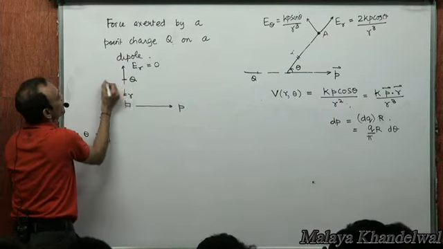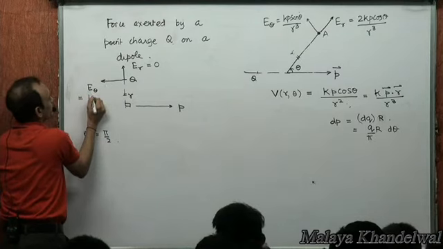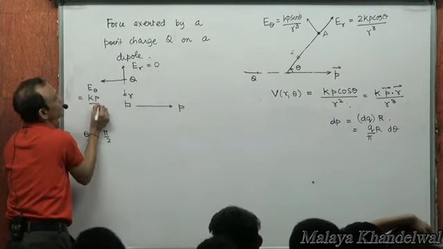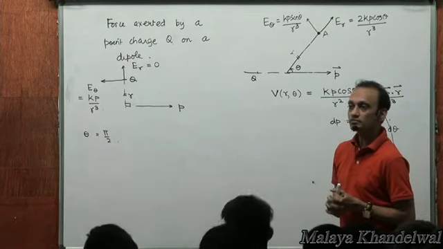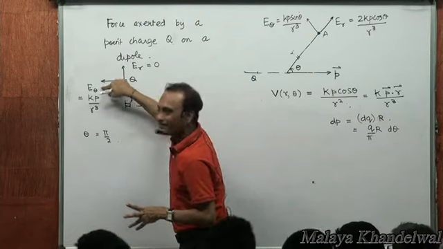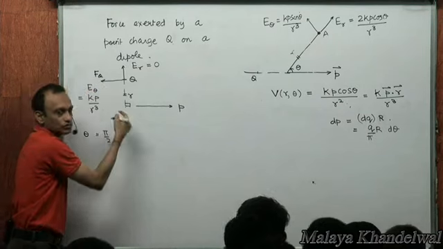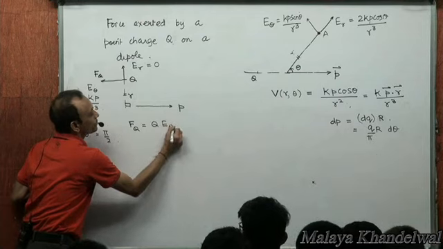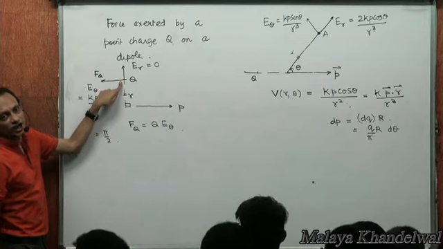Theta is 90 degrees, and all that you will witness is E theta, which is going to be Kp sine 90 degrees, which is 1, by r cube. Yes or no? So then the force on this charge would be simply Q into E theta, right? So the force on the charge is Fq to the left. What is Fq? Fq is Q into E theta. That's the force that the dipole exerts on the charge.